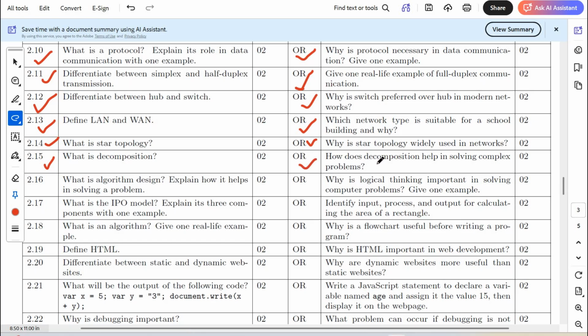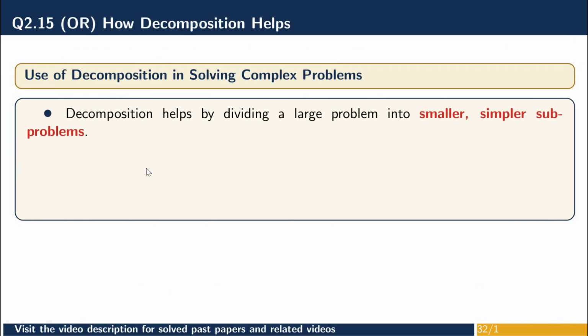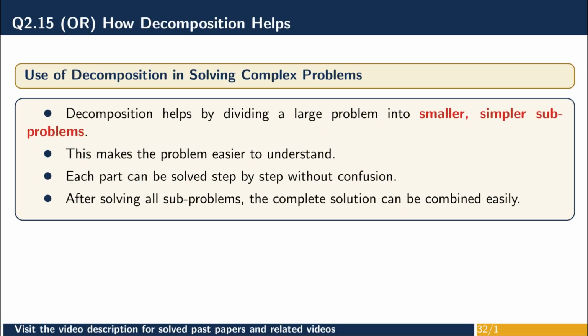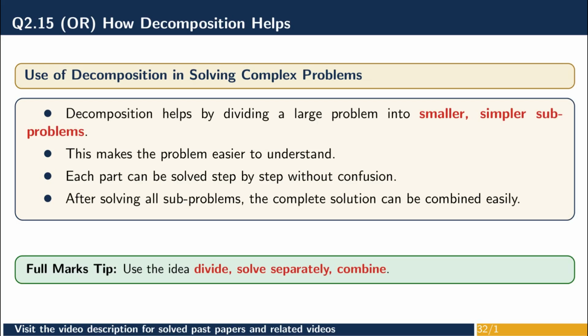Or part is, how does decomposition help in solving complex problems? Decomposition helps by dividing a large problem into smaller, simple subproblems. This makes the problem easier to understand. Each part can be solved step by step without confusion. After solving all subproblems, the complete solution can be combined easily. The full marks tip is, use the idea: divide, solve separately, and combine.